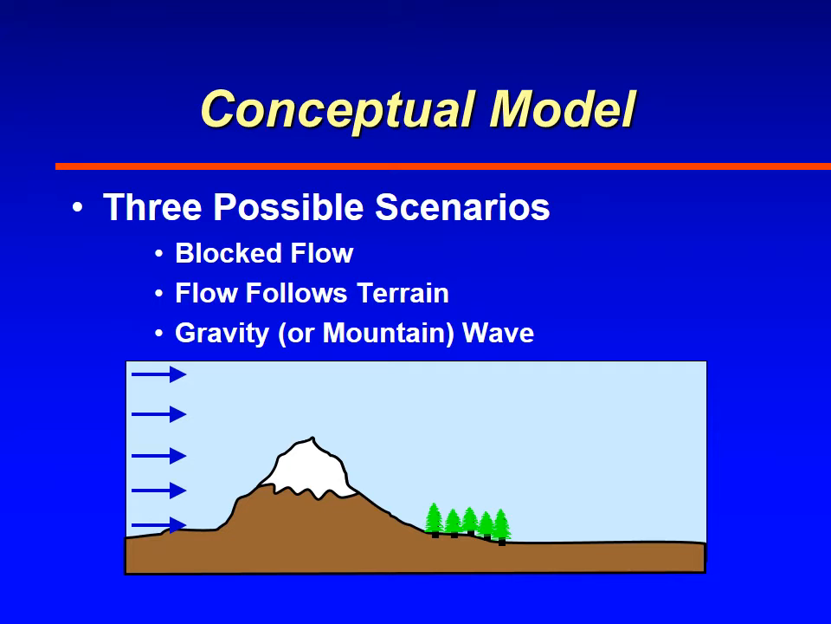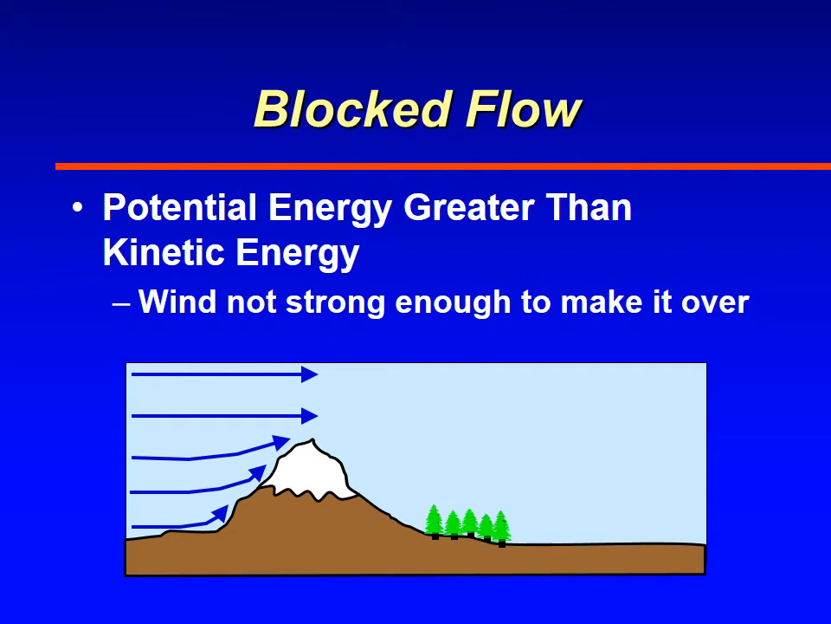We'll talk about that. First, let's take a look at block flow. This is where the potential energy is greater than kinetic energy, meaning that the mountain is too tall for the air to flow up the mountain. It's just so high that as the air starts flowing up the mountain, it just runs out of kinetic energy.